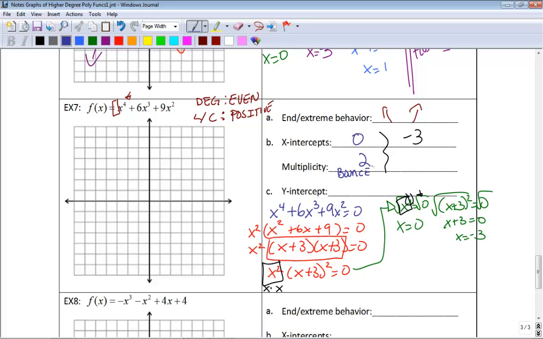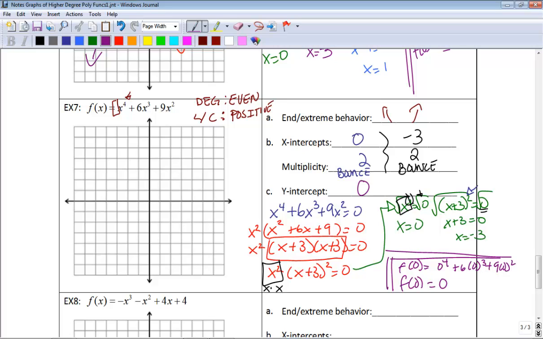What about negative 3? Well, again, if you look here, x plus 3 squared equals 0. So what is that telling us? Well, that's telling us that we have a multiplicity equal to 2 because I'm being squared and I'm equal to 0. So negative 3 has a multiplicity of 2, which again means I need to bounce. Next one, y-intercept, our favorite because it's plug and chug, right? So we got 0 to the fourth plus 6 times 0 cubed plus 9 times 0 squared. So basically we have 0 plus 0 plus 0, which is 0.